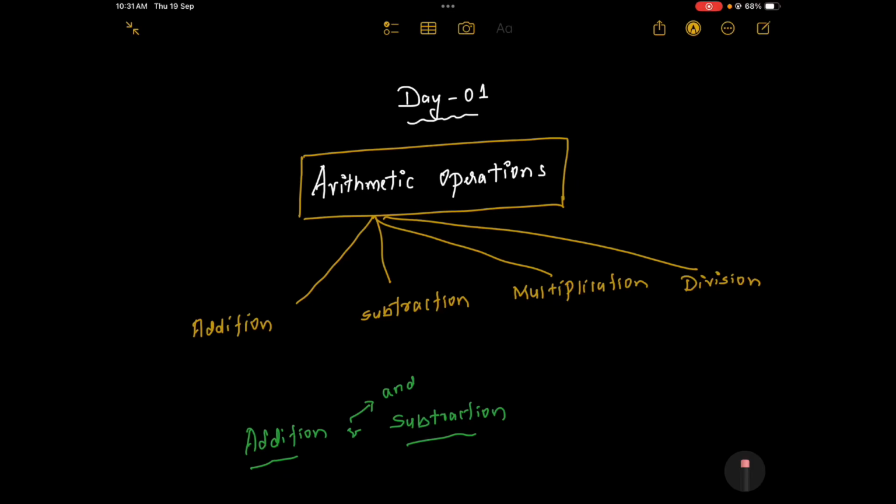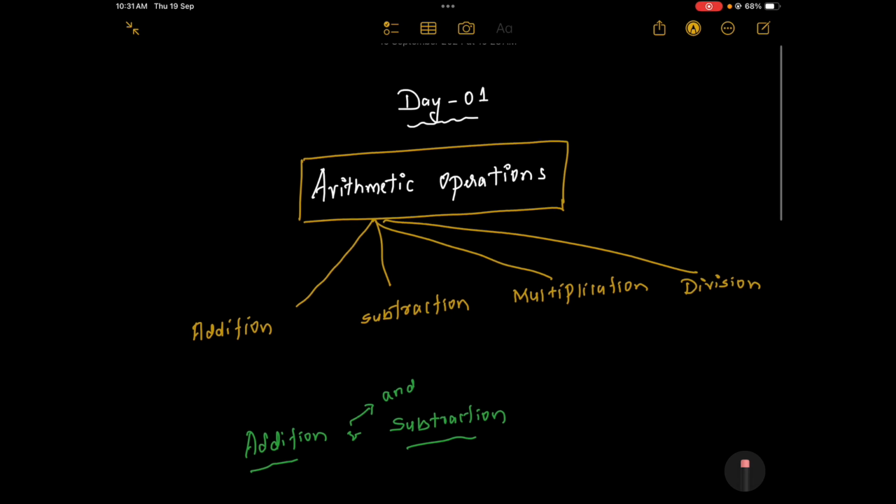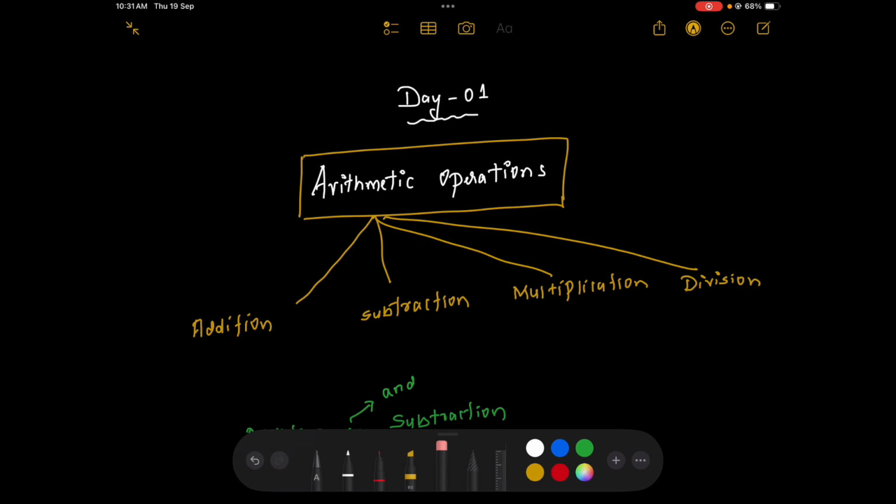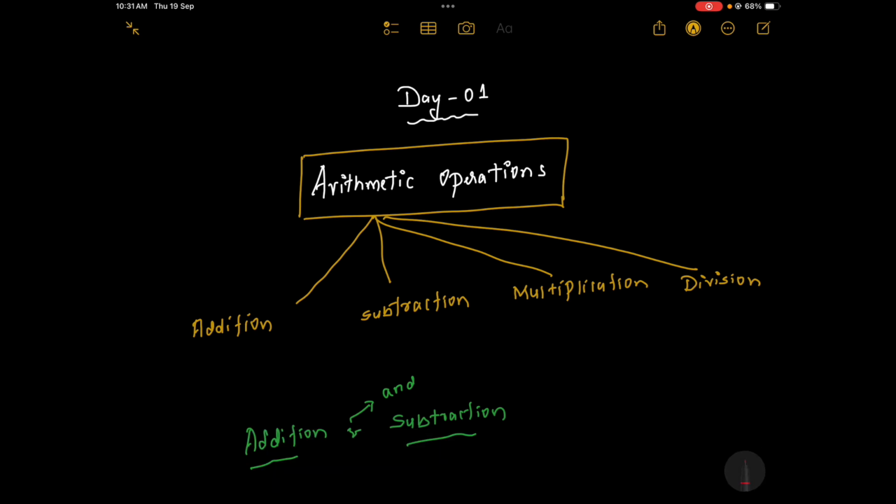Today we will start with arithmetic operations. So what are the four basic arithmetic operations? The four basic arithmetic operations are addition, subtraction, multiplication and division. These are the basic arithmetic operations. Of course, there are advanced operations. You will learn it in the higher classes.